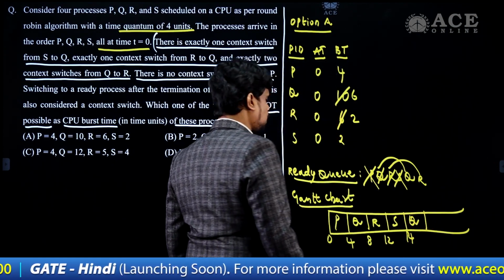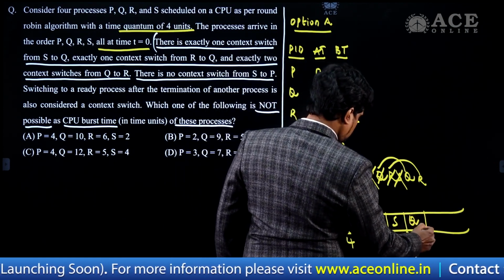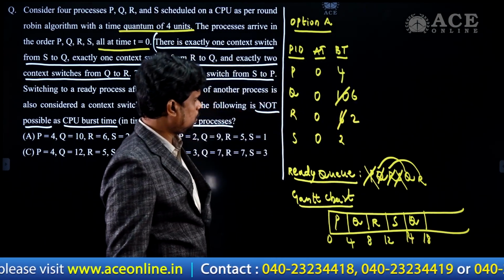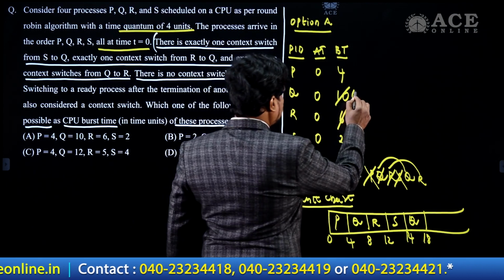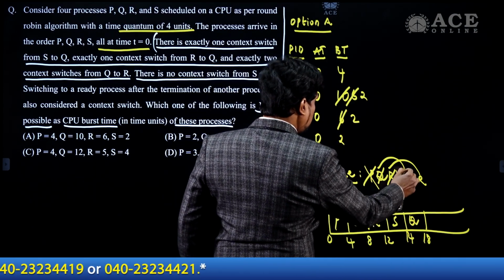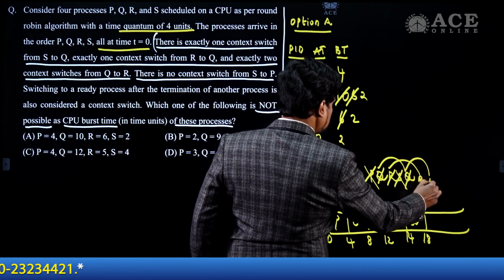So now this Q will start its execution and it will be executed for another 4 units, that is till 18. So with these 4 units of execution out of 6, still 2 is remaining, which means that this Q again should be added back to the ready queue here.